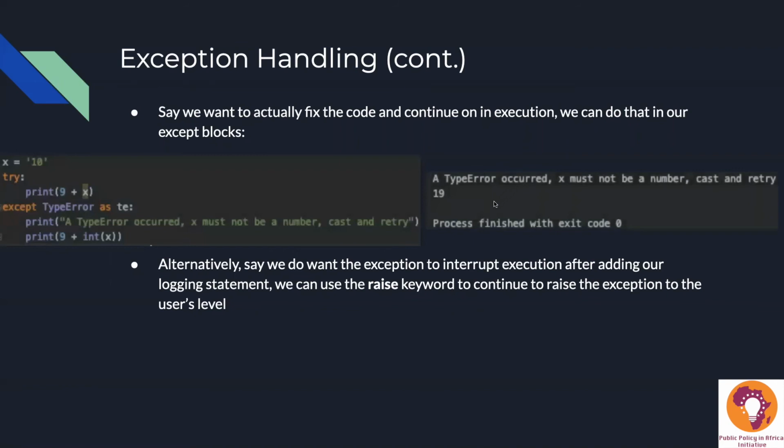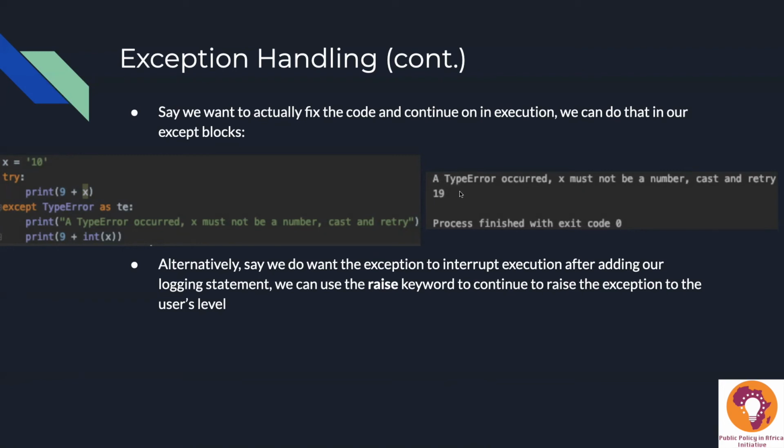So what we see here is that an exception was raised, a type error was raised by this code when this code was reached, and then I'm printing out "a type error occurred, x must not be a number, cast and retry." So then in here I'm doing print 9 plus x cast to an int. So I'm doing print 9 plus int, and then in parentheses there the x that I want casted to an int. And then we see here that I get 19, in fact, because I've handled that error correctly.